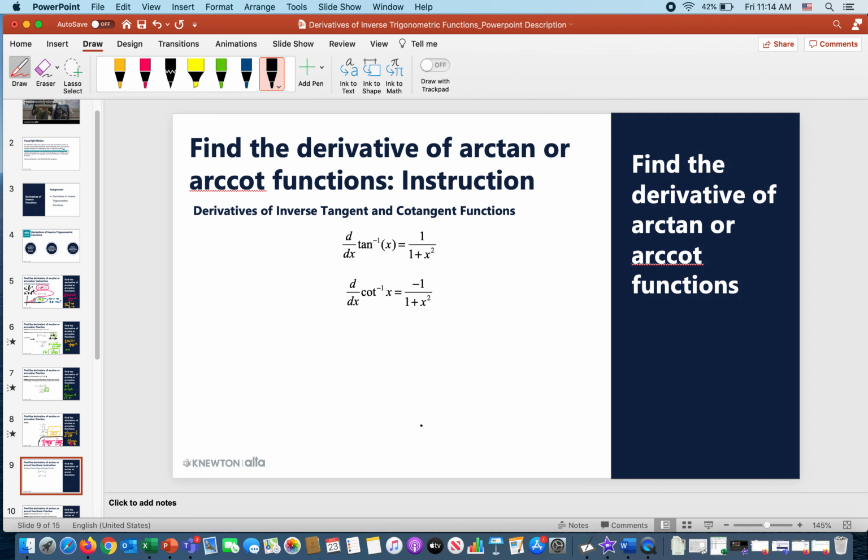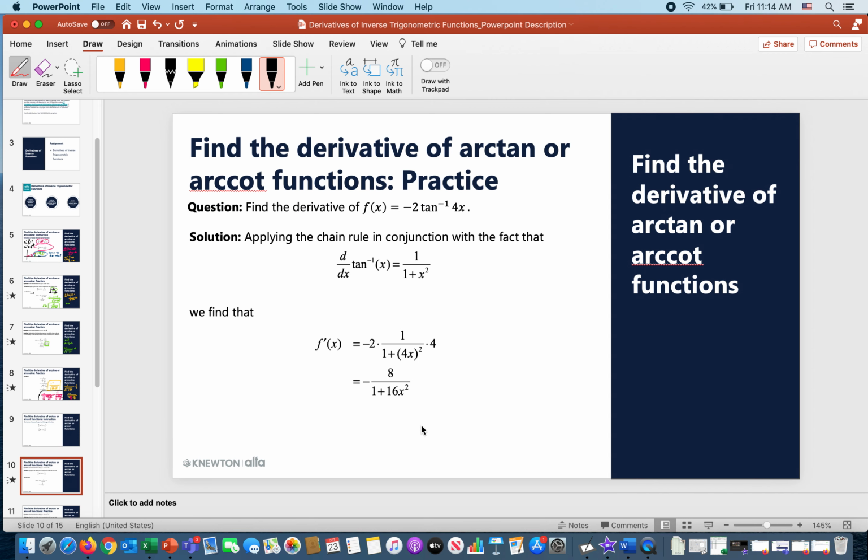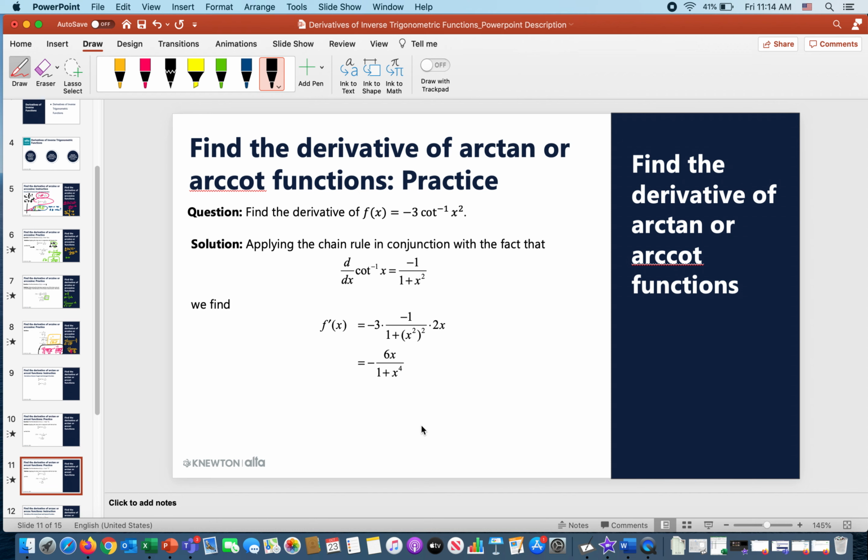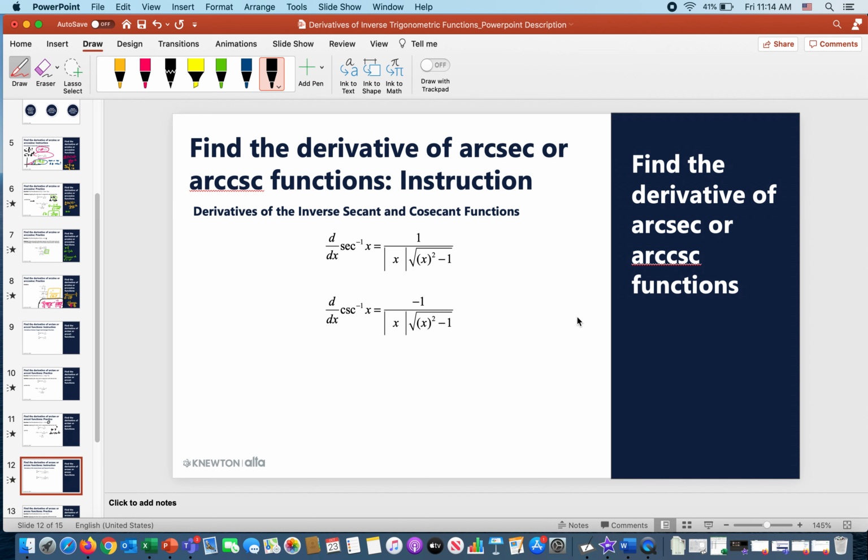So here we introduce some inverse tangent and cotangent functions. Again, we're applying the chain rule. There's nothing really out of the ordinary in this problem, so I'm just going to leave that with you there. The same thing here with the inverse cotangent. Again, we're applying that rule. We're applying the chain rule here, and again, if you had a hard time figuring out what u is, it's the thing that we're taking the inverse cotangent of. So u is x squared and du is 2x dx. So just a couple of things to note there.